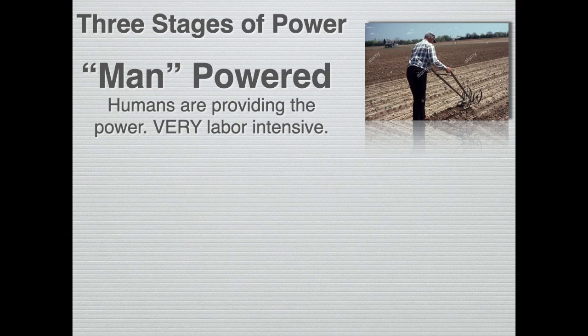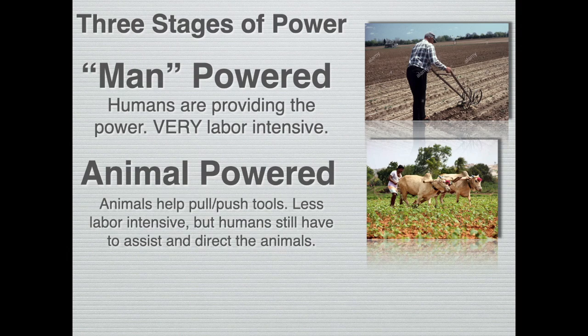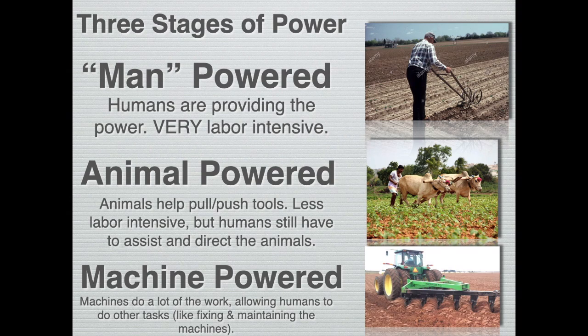So we had 3 stages of power: man-powered, or human-powered, which is very labor-intensive. Then we switched with the agricultural revolution to animal-powered, where animals help push and pull the tools. You still need humans, but it's far less labor-intensive. And then now we're machine-powered, where machines do a lot of the work, allowing humans to do other tasks like fixing and maintaining the machines, maybe driving the machines, but so much less labor intensive.